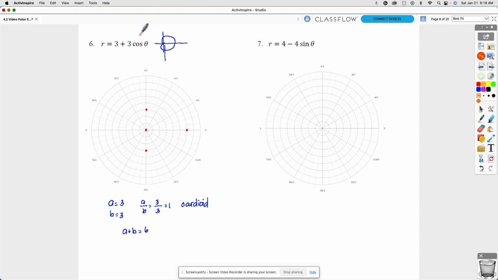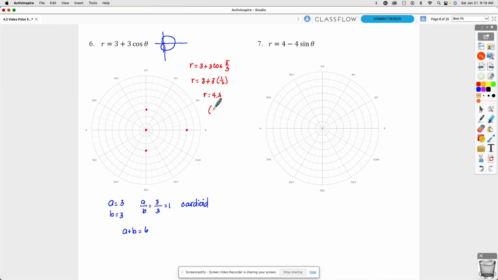Again, since this is cosine, we'll use pi over 3, because cosine pi over 3 is equal to 1 half. So r is equal to 3 plus 3. Let me write it down. Cosine pi over 3. So that would be r equals 3 plus 3 times 1 half. And this would be equal to 3 times 1 half is 1.5 plus 3. So r is equal to 4.5.